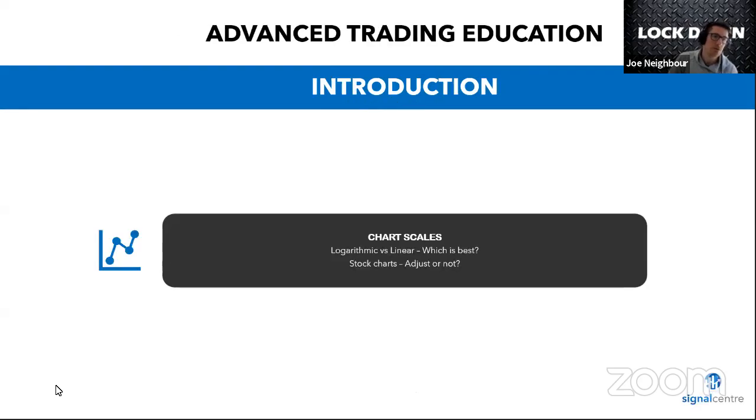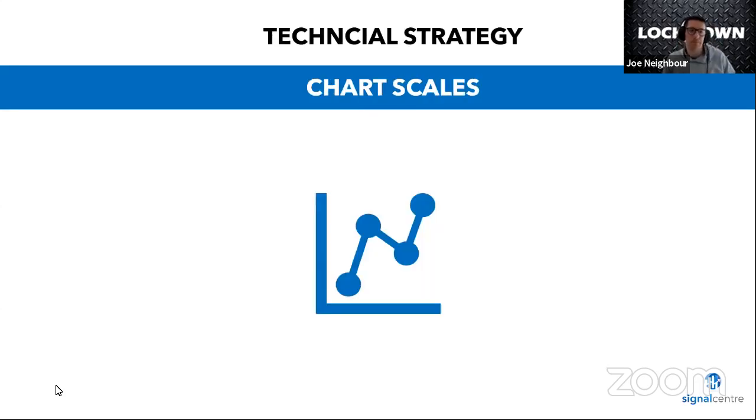What I'm going to be going through today is talking about chart scales specifically. As I say, it's not the most glamorous of topics, but something that you need to be aware of. I'm going to talk about log scale charts versus linear scale charts and which is best, and also touch briefly on stock charts and why you should be looking to adjust those accordingly as well. So moving on, all charts have two axes. When it comes to price charts, that is, we have the x-axis to plot time and a y-axis to plot price. There are basically two ways of plotting price. That's the linear scale and the logarithmic scale, or log scale.